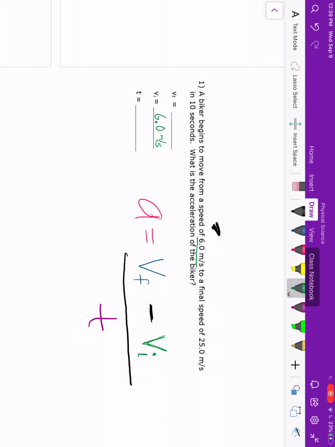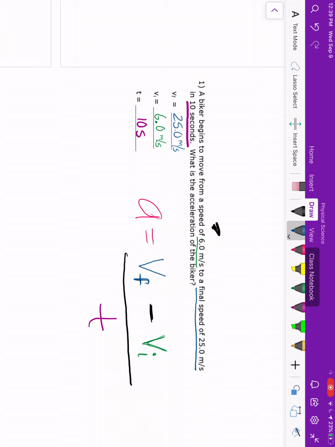Okay, and then to a final speed of 25 meters per second. So that's probably my VF right here. All right, I'm going to write that right here, 25 meters per second. And then it says in 10 seconds. Well, 10 seconds sounds like a time to me. So I'm going to write 10 seconds right here. So now I'm just going to plug everything in. So let's see how that looks.